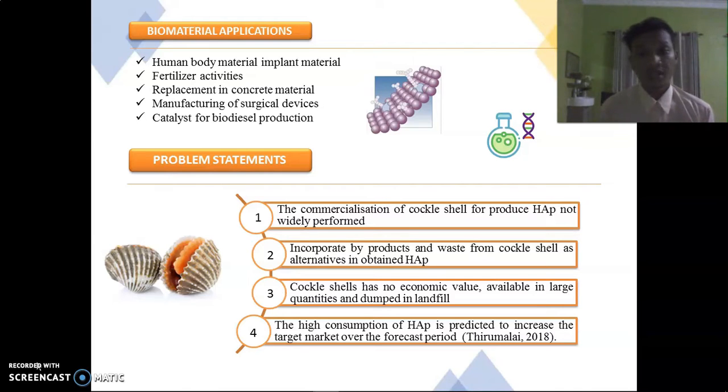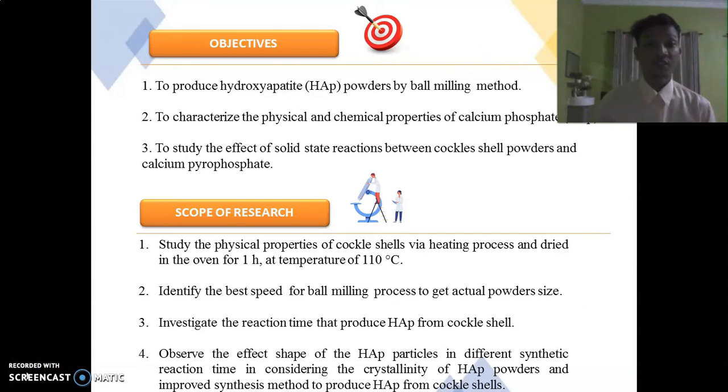So, we will go through then to the problem statement. For the first problem statement, the commercialization of cockle shell to produce hydroxyapatite is not widely performed today. Next, incorporate byproduct and waste from cockle shell as an alternative in obtaining hydroxyapatite. Then, cockle shell has no economic value, is available in large quantities and dumped in landfill. And the last problem statement, you can see the high consumption of hydroxyapatite is predicted to increase the target market over the forecast period.